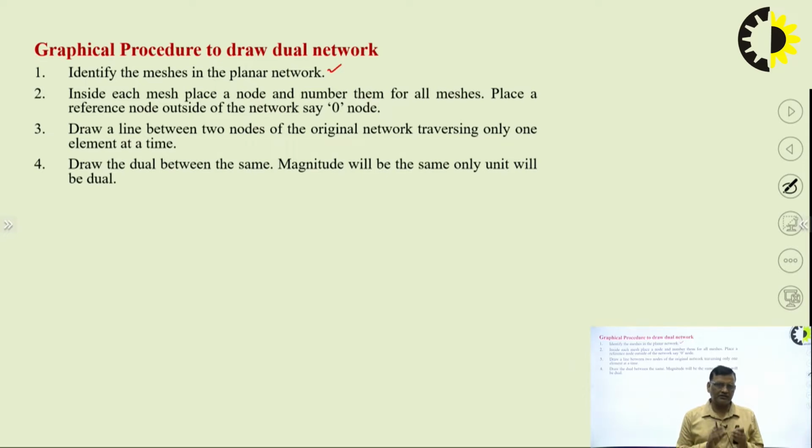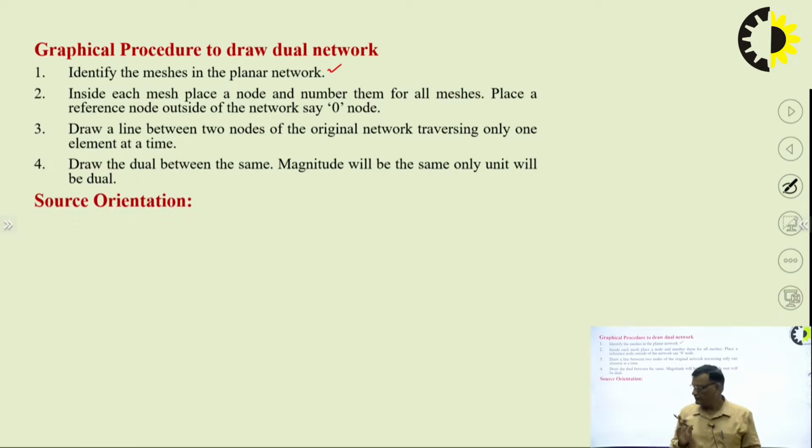Suppose in the original network we have 10 volt, 10 ohm, 2 Henry and 3 farad. These are some variables. So the dual of the voltage source will be a current source, and the magnitude of that current source will be 10 ampere. The magnitude will be the same, only we take the unit of the dual. That will be explained later on with the help of some examples.